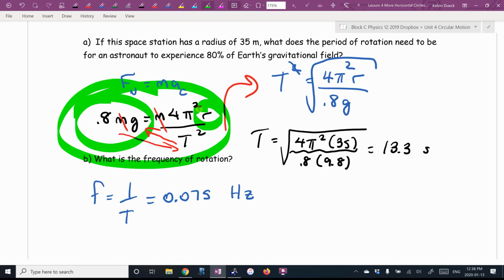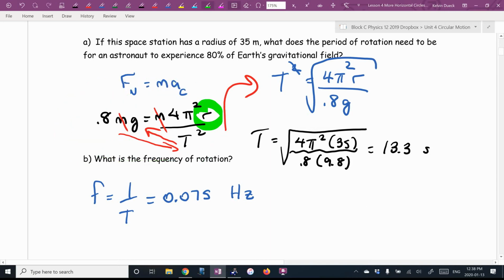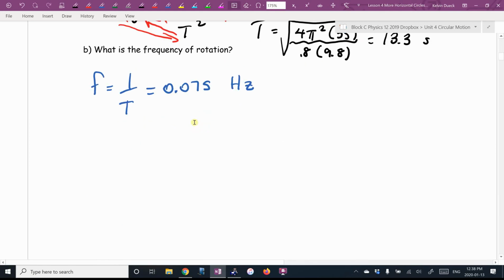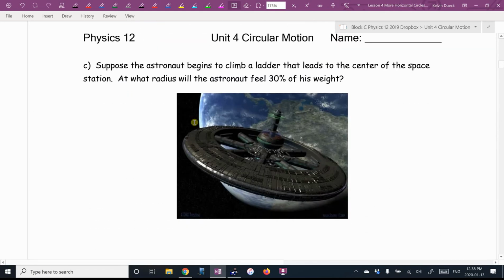Well, where is the r? On the top or on the bottom? So as it gets smaller, your answer gets smaller. As you lowered the radius, as you climbed the ladder, you would find yourself getting lighter and lighter and lighter. In fact, there would be a certain spot where you would only feel 30% of your weight.